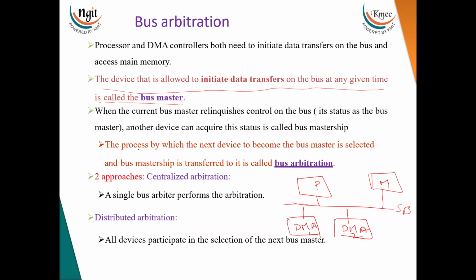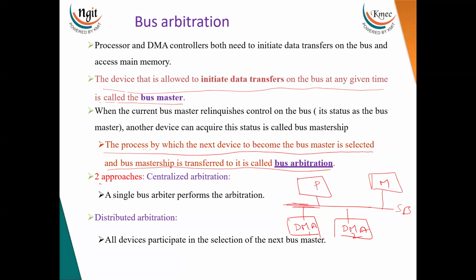Now the process by which the next device to become the bus master is selected and bus mastership is transferred to it is called the bus arbitration. Initially, if it is a simple system, the processor is having the control of this bus, and if both the devices are requesting for the bus, then which is going to get the bus mastership? That process is called the bus arbitration process.